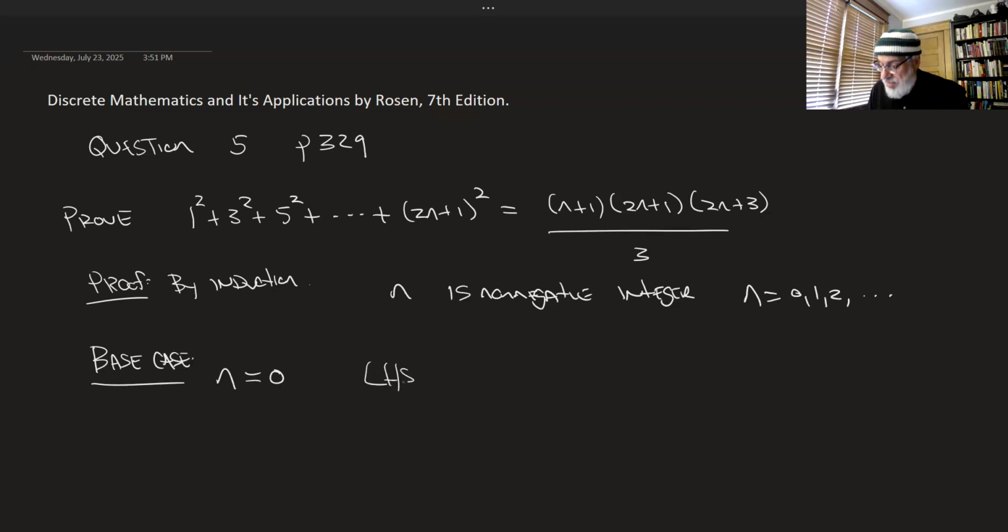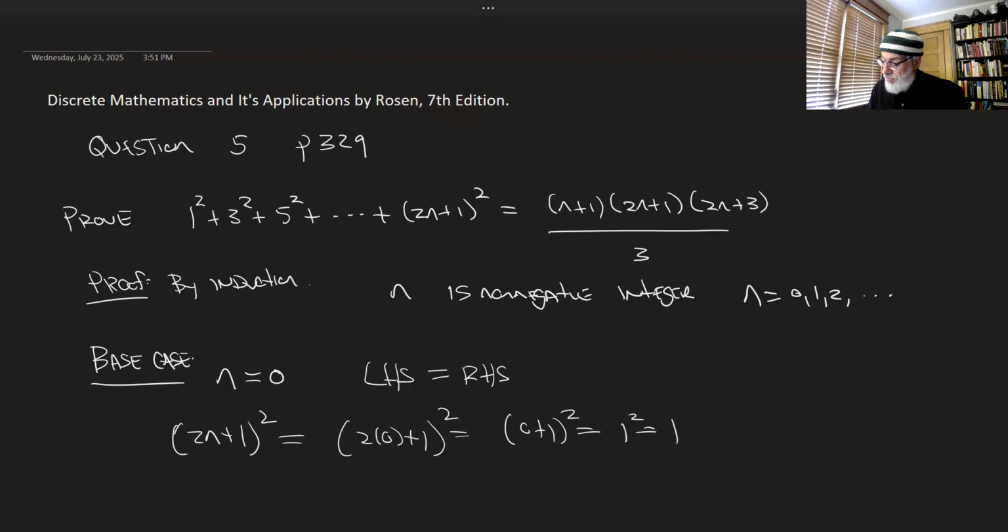And we're going to see if the left-hand side is equal to the right-hand side. As usual, with induction on equalities like this, we're going to prove the left and right-hand side are the same. So we're going to substitute n equals 0 on the left-hand side. You could think of n equals 0 as being the first term, the 1 squared term, or as being that 2n plus 1 squared, where n is 0. So that will be 2 times 0 plus 1 squared, equal to 0 plus 1 squared, equal to 1 squared, which is equal to 1.